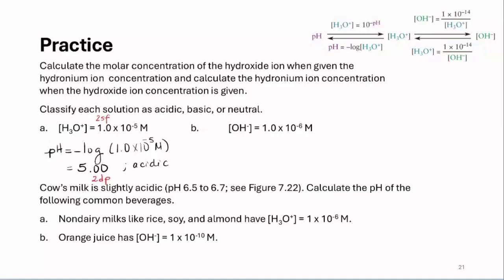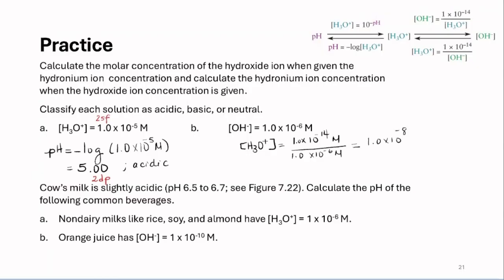At first, I'm going to try to find the H3O plus concentration. So I'm going to do 1 times 10 to the negative 14 molar, let me actually write the 1.0, and I'm going to divide that by 1.0 times 10 to the negative 6 molar. When I put that in my calculator, I find that my result is 1.0 times 10 to the negative 8.